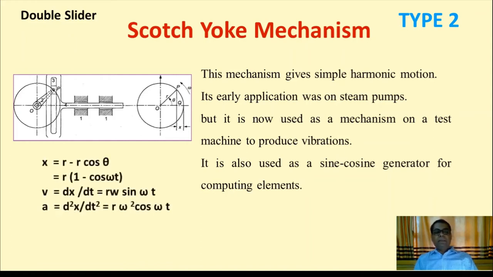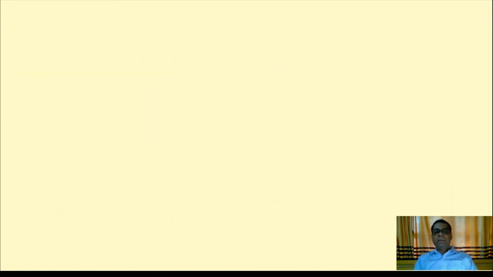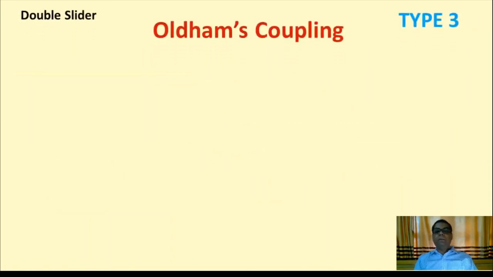Now over here we see that x equals r minus r cos theta, or r into 1 minus cos omega t. So velocity v equals dx/dt, that is r omega sin omega t, and acceleration a equals d2x/dt squared, that is r omega squared cos omega t. So this is the simple situation that we are going to get for simple harmonic motion.